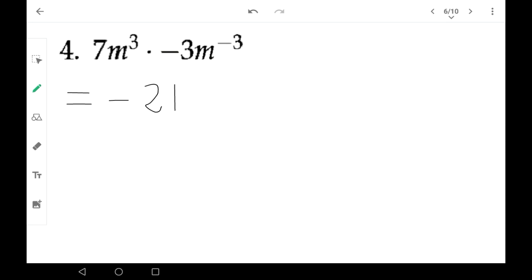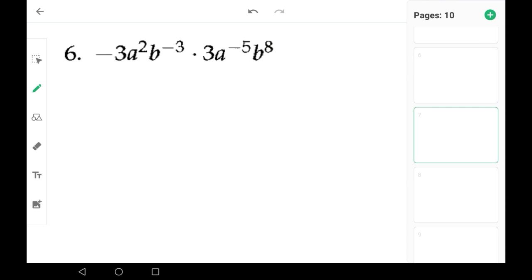And with the m, since I'm multiplying the m's, m to the power of negative 3 times m to the power of negative 3, that would become what? M to the power of 0, right? So this means that this is equal to negative 21, right? That should be the answer for this one. And let's go to the next one.